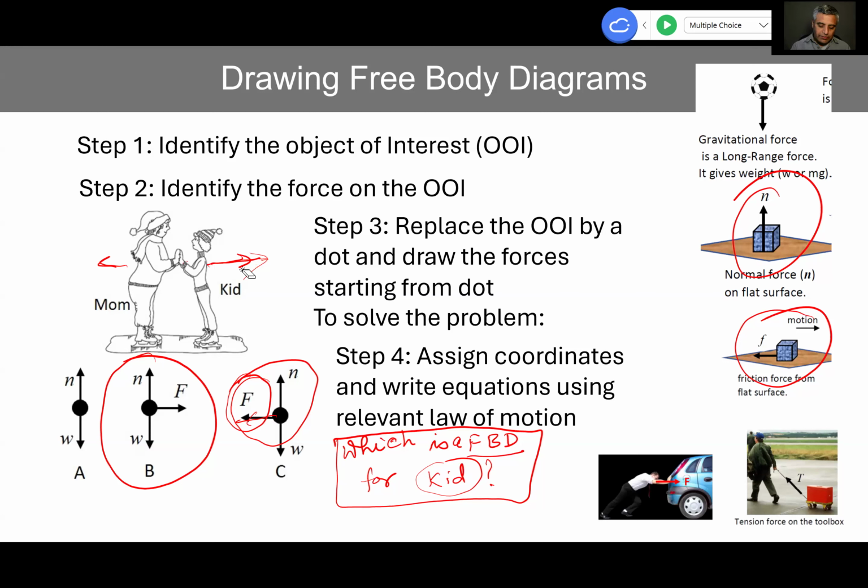But here, the free body diagram of kid. So when we say free body diagram of kid, it's not the force from the kid, rather it's the force on the kid. Okay, it's the force on the kid. Keep that in mind. Force acting on the object of interest, only on the object of interest, not force from the object of interest. No, we don't want that force, okay?